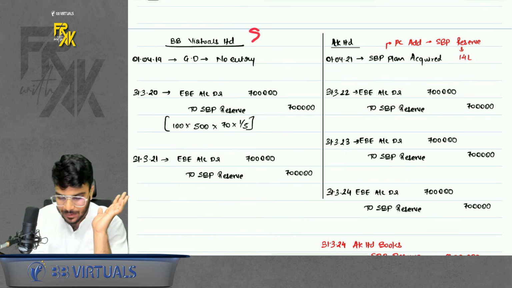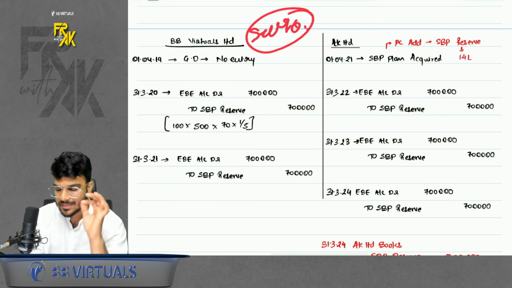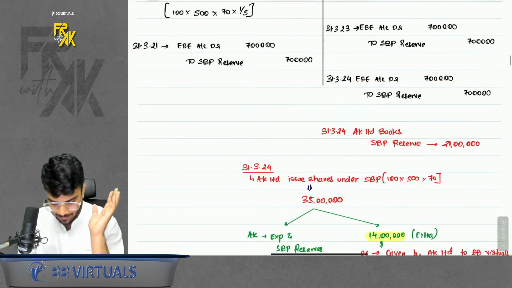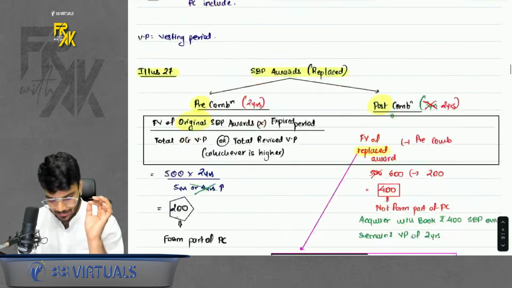Okay, that is a selling company. But shares for all the 5 years will be issued by AK Limited. So AK will say for the first 2 years I will make it part of my PC. So remember there was a formula here.